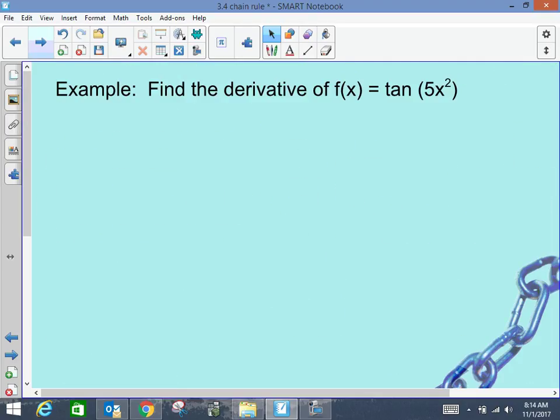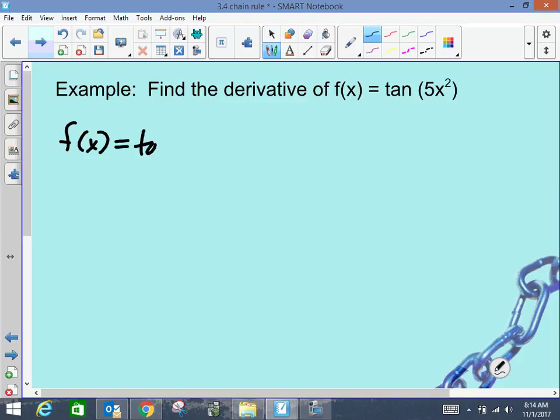Okay? So, let's try the other one. Okay. f of x is tangent of 5x squared. We're looking for the derivative, which is f prime. All right. So, f of x, I'm just going to rewrite this so it's all in a line.